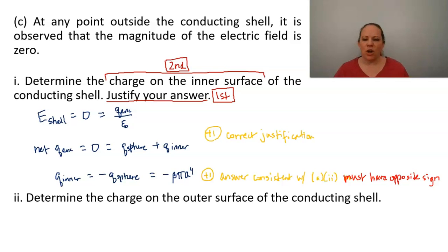And then determine the charge on the outer surface of the conducting shell. That is going to be, I'll call it Q outer, is equal to 0. And we get just 1 point for the correct answer on this.